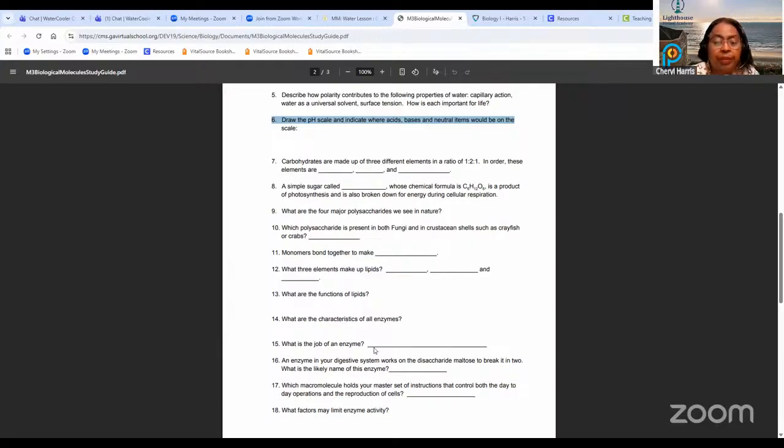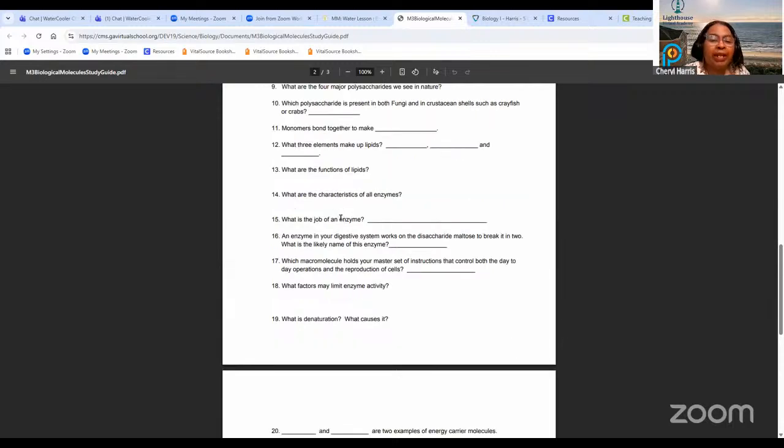All right. The job of an enzyme is to help in metabolic processes. So it either speeds up a reaction or slows it down. Either makes the reaction happen or it slows it down.